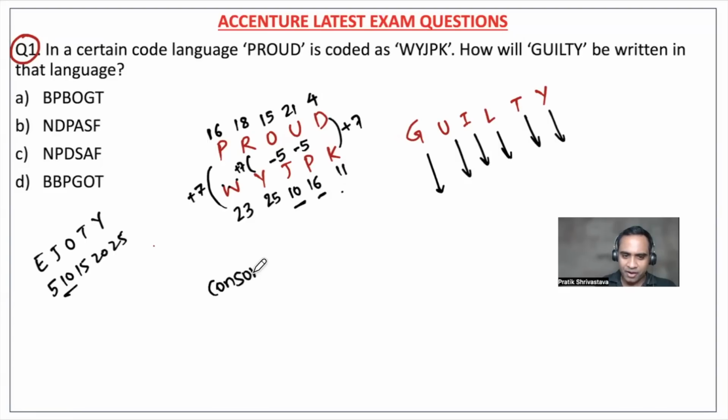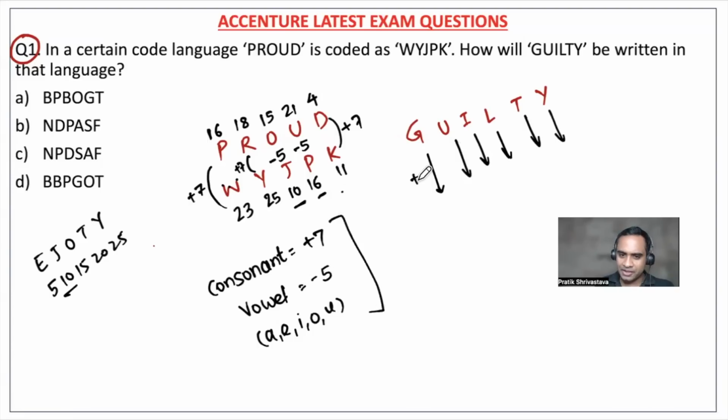So if there is a consonant, then plus 7. If there is a vowel, among A, E, I, O, U, then minus 5. That's all you have to do. G is a consonant, plus 7. U is a vowel, minus 5. I is a vowel, so minus 5. L is a consonant, plus 7. T is a consonant, plus 7.